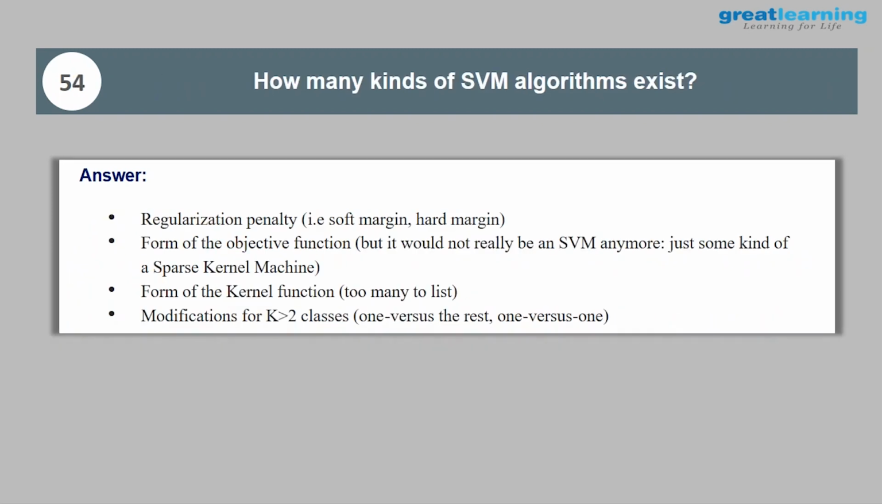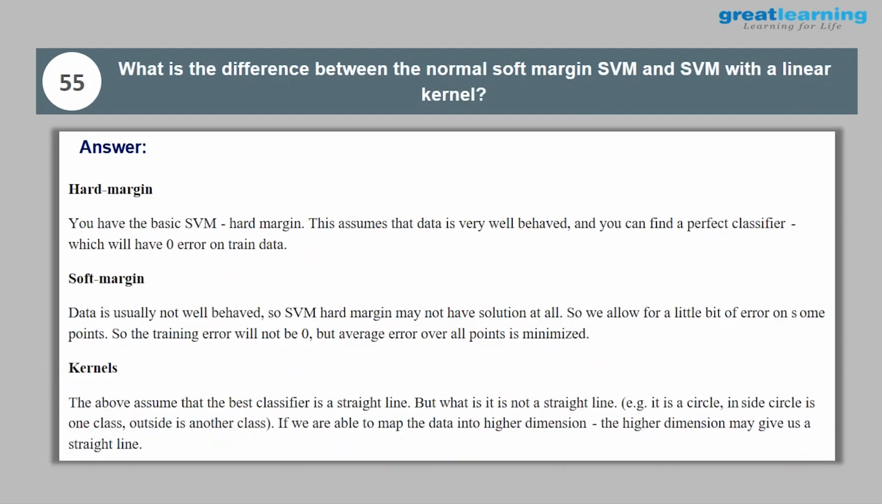Now let's have a look at how many kinds of SVM algorithm actually exist. So regularization penalty, that is soft margin and hard margin, form of the objective function, but it would not really be an SVM anymore, just some kind of a sparse kernel machine. Form of kernel function, too many to list. Modification for k greater than 2 classes, one versus the rest, one versus one.